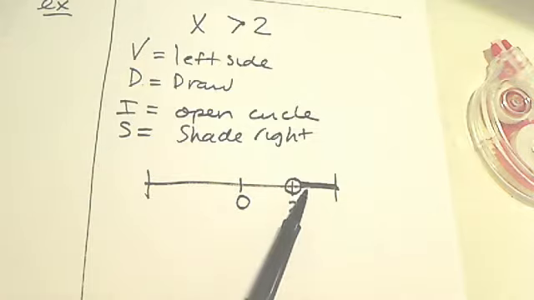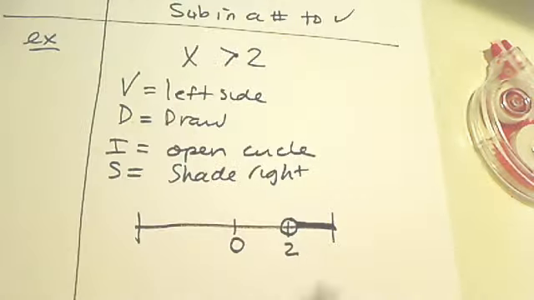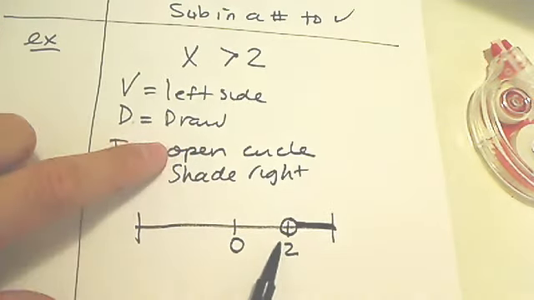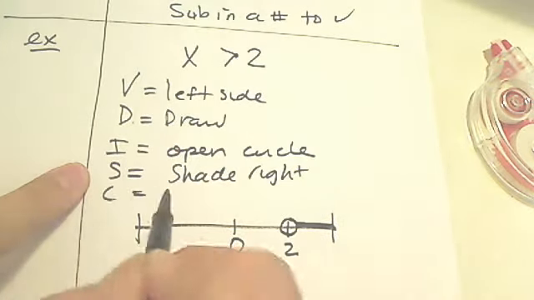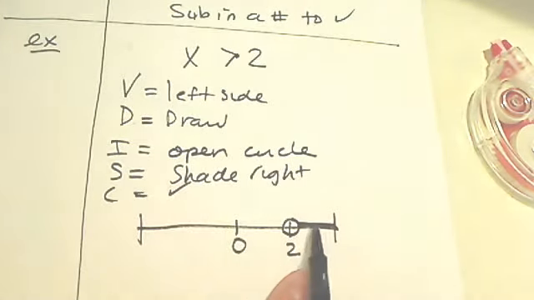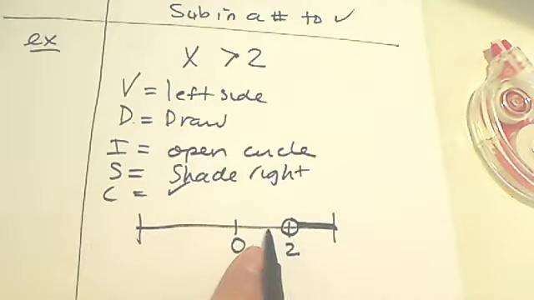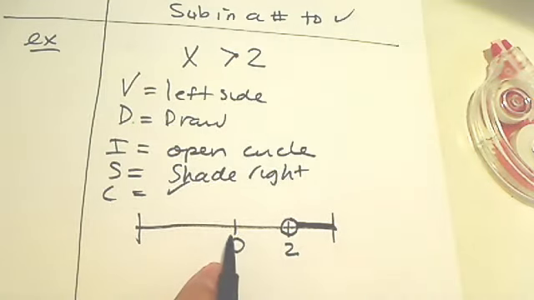Why is it shade to the right? Because all values, not including 2, are an answer. These are all possible answers. Anything greater than 2 is an answer, but not including 2. That's why it's an open circle. C is to check. Well, let's see here. 3, yep. 4, yeah. 5, yep. 6, yep. 1, no. 0, no. It's anything more than 2, but not 2.